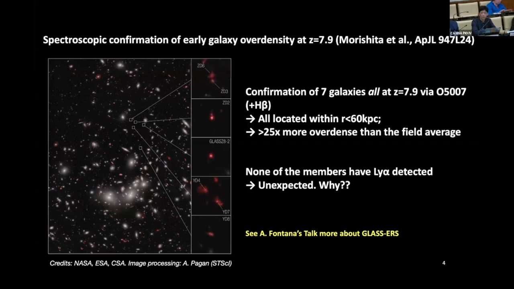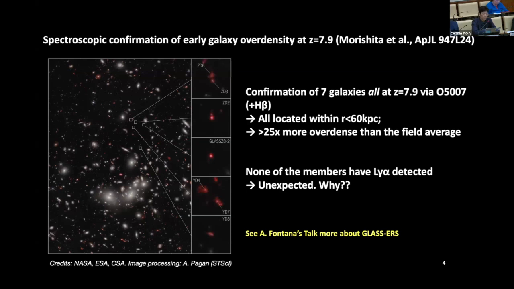So we put MSA slits on many high-redshift galaxy candidates, and among them, 7 we confirmed with NIRSpec MSA, and we detected the oxygen III 5007 line, and also the H beta line in some cases. And the surprise was that the 7 galaxies are located at the exact same redshift, 7.9. And if you can see on the left side, they are located very close together, within 60 kiloparsec. It is making a very extreme overdensity, which we don't see often.